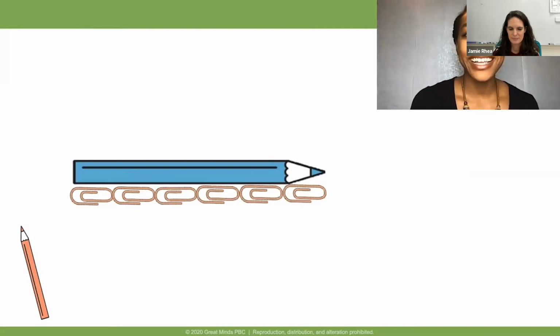Okay, mathematicians, count with me. Here we go. How many paper clips? 1, 2, 3, 4, 5, 6. Okay, the blue pencil is 6 small paper clips long. Now let's use just small paper clips to measure the red pencil.